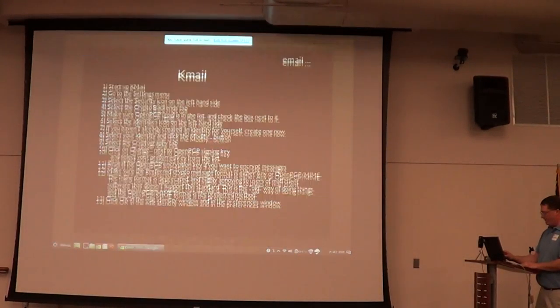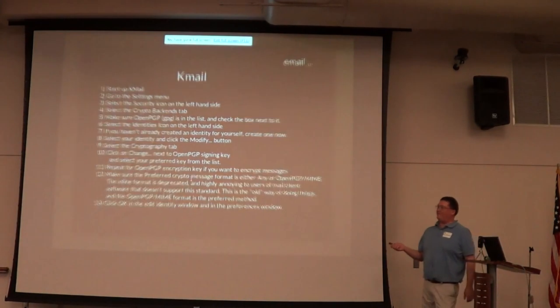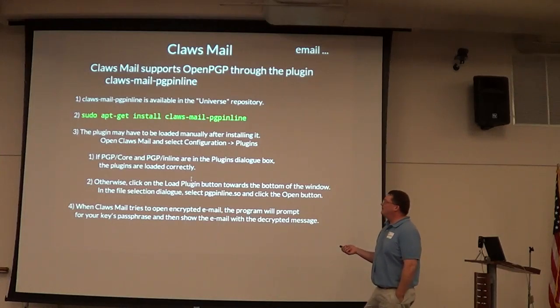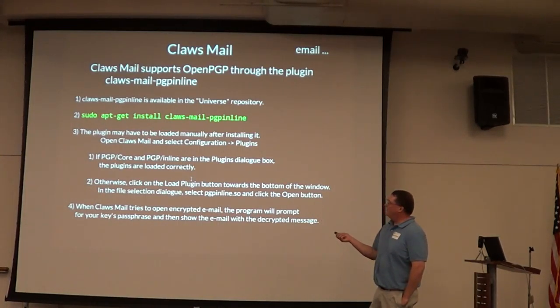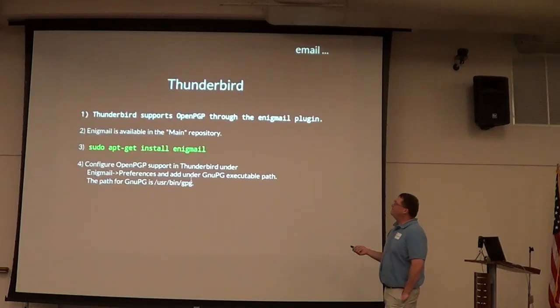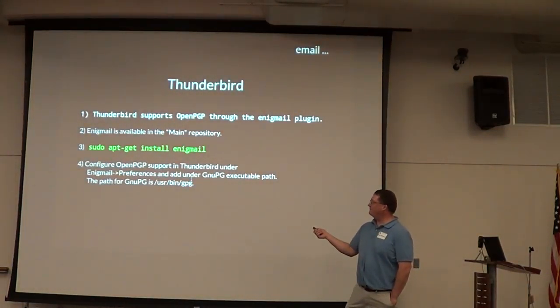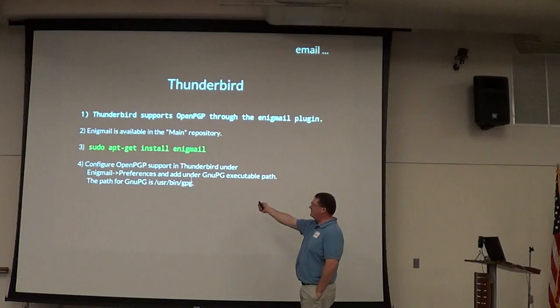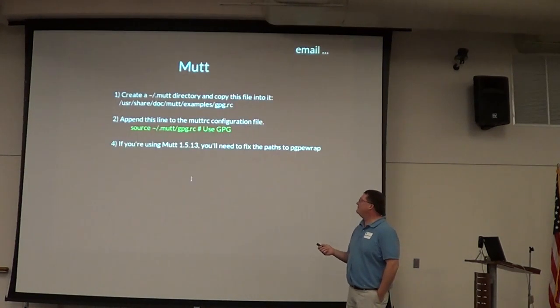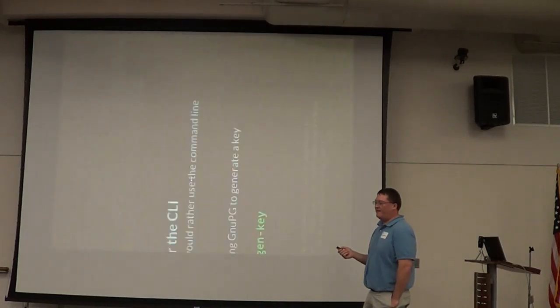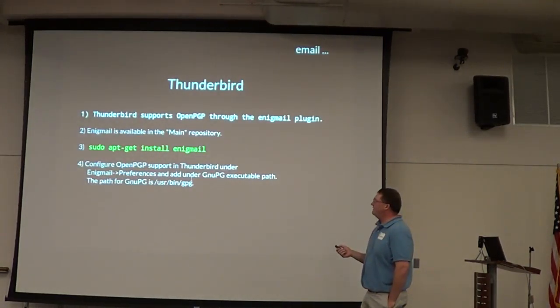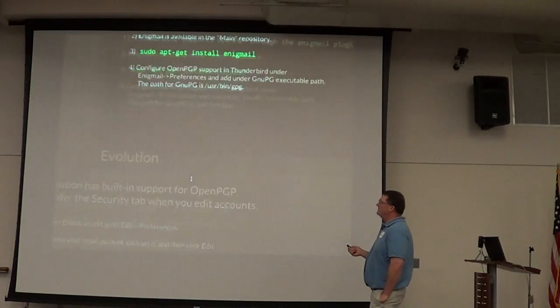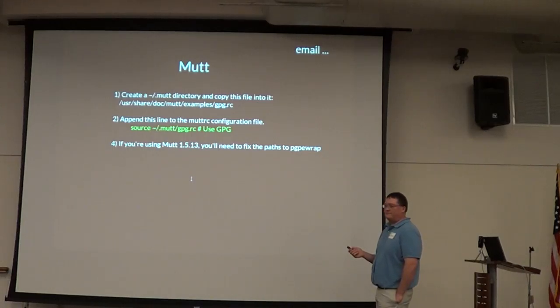On my website are my presentation notes. You can go through each one, how to do it. For Claws Mail, there's an apt-get to install it and a few things to set it up. Thunderbird uses Enigmail for the PGP. So basically you install it, and then you go in and enable it. It's an extension, E-N-I-G-M-A-I-L. You get it from the Thunderbird add-ons.